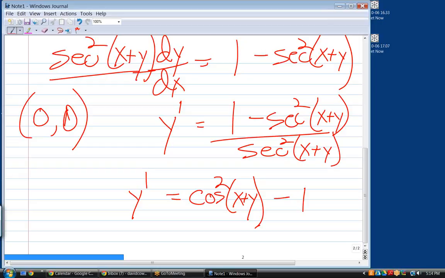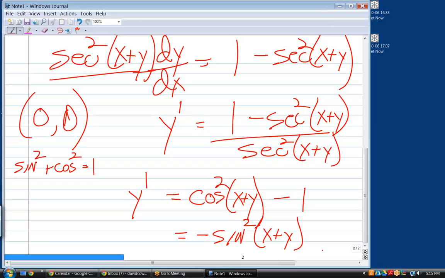And cosine squared of x plus y minus 1 is equal to what? That actually can be simplified also using a trig identity. Sine squared plus cosine squared equals 1. Hold on, just a second, I might have it backwards here. Cosine squared minus 1 is actually equal to minus sine squared. So that's equal to minus sine squared of x plus y.